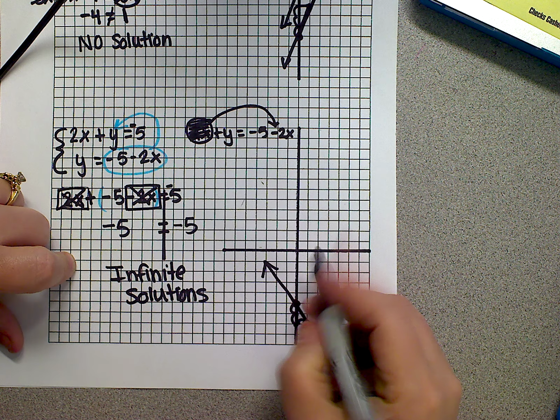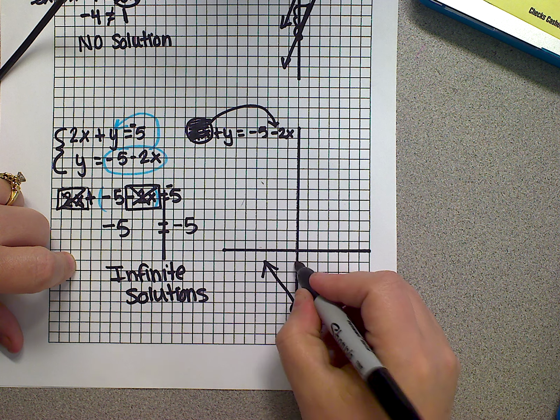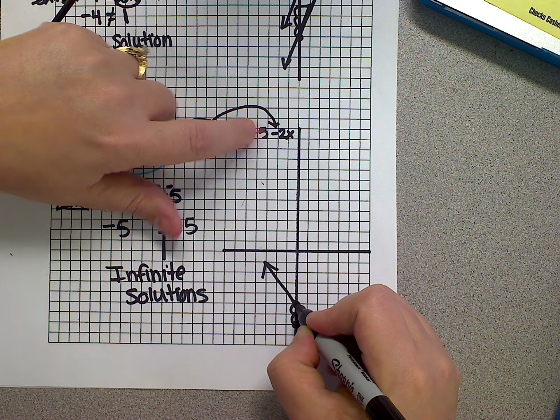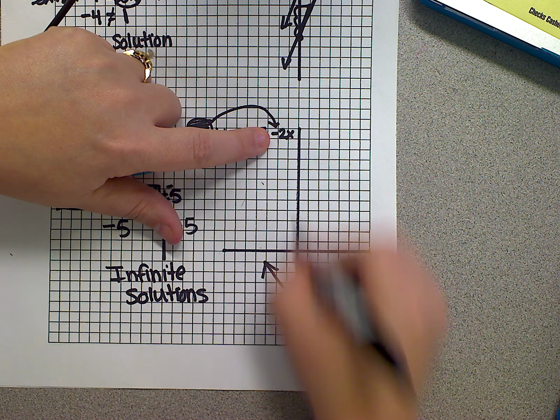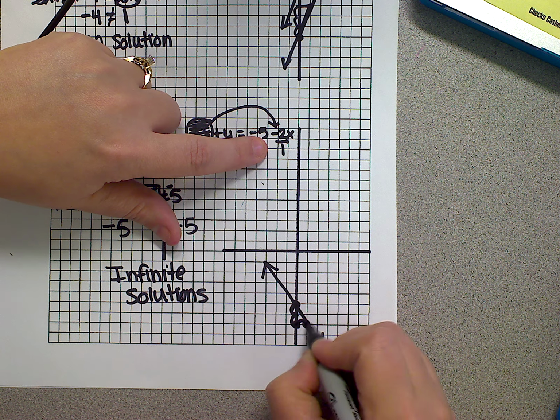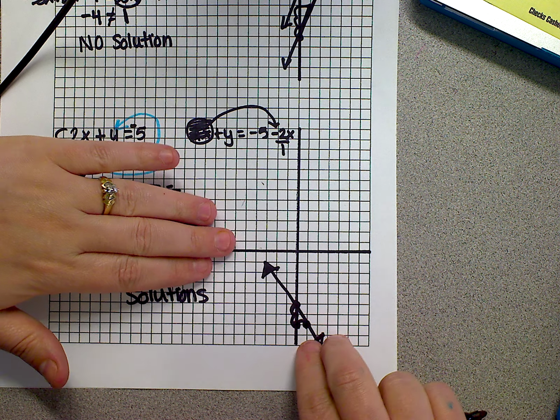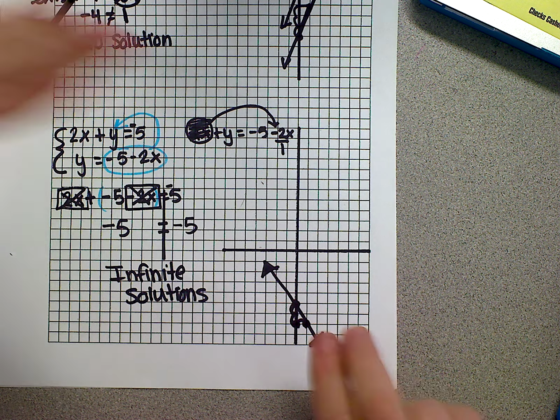We begin at negative 5, right down here where we did, and then we would go down 1, 2, and over 1, and notice that it's the same line. So we know by graphing that it is going to be infinite solution.